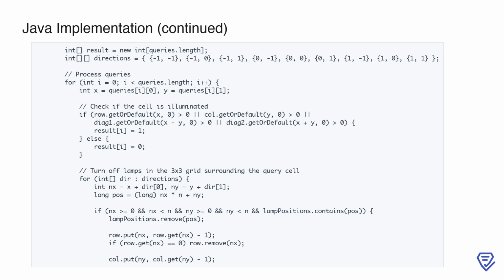otherwise, it's 0. After determining the illumination status of the cell, we proceed to turn off any lamps in the 3x3 grid around the queried cell. For each position in this grid, we compute its coordinates and encoded position. If the position is valid and contains an active lamp, we remove it from the lamp position set and decrement the corresponding counts in the row, column, and diagonals, ensuring to remove any entries that reach 0. This ensures that illumination is updated accurately as lamps are turned off.